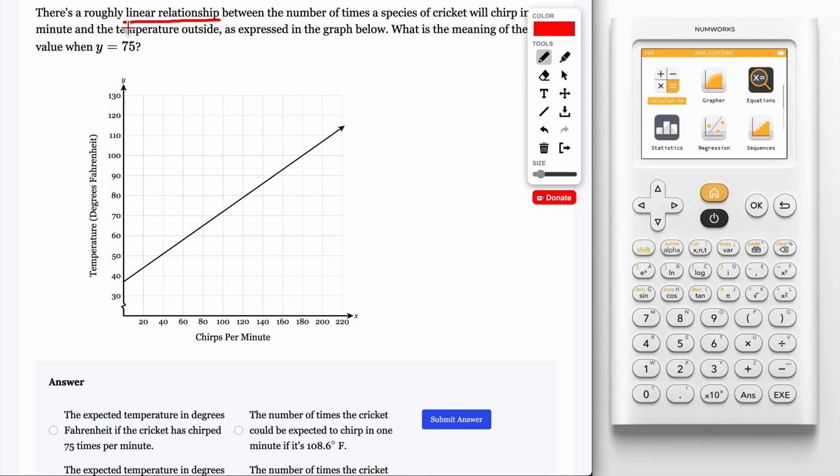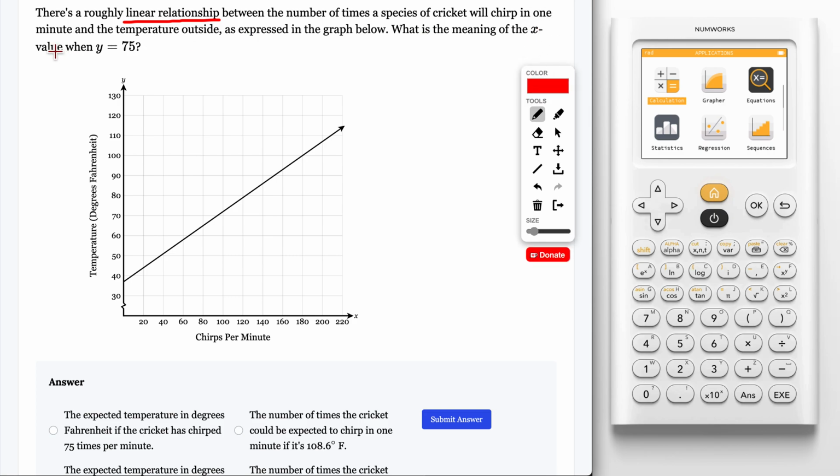So there's roughly a linear relationship between the number of times a specific cricket chirps in 1 minute and the temperature outside, as expressed in the graph below. So this graph represents crickets chirping right here and the temperature. Crickets and temperature. So what is the meaning of the x value when y is 75?